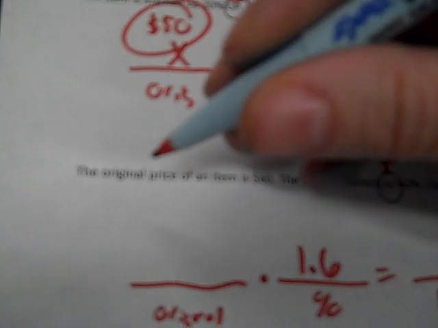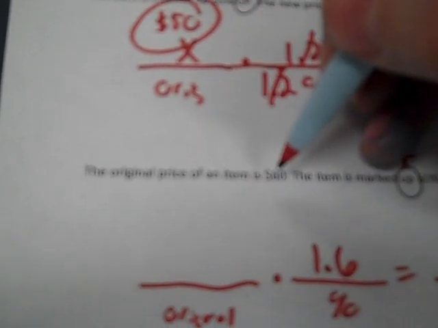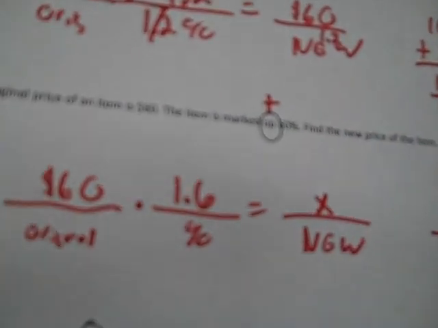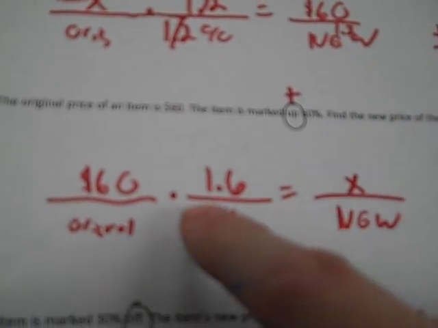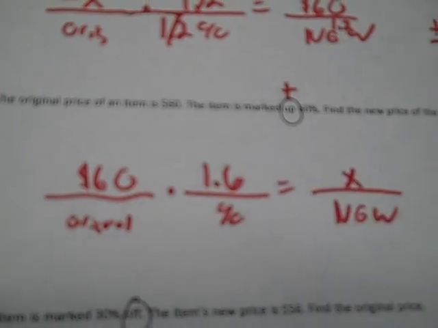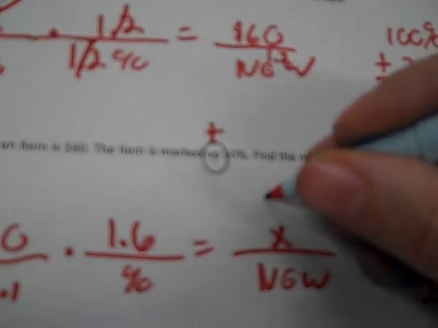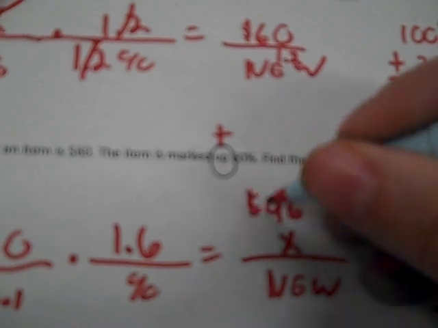Read the sentence about the 60. It says that's the original price, so $60 is here, and I need to find the new price. And finding the new is easy. You just do the multiplication operation. 60 times 1.6 equals x, so I just find what 60 times 1.6 is. Got 96, so $96.